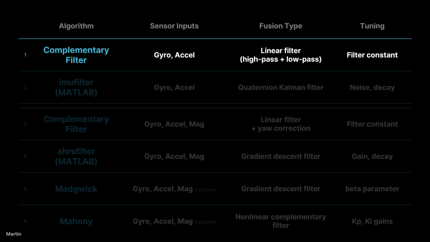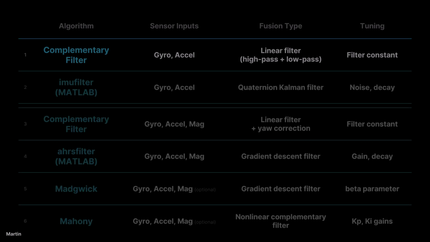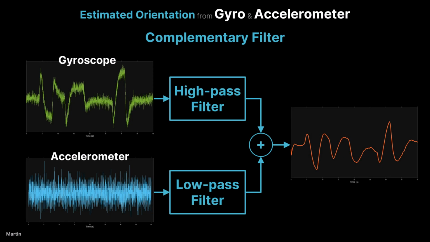Let's begin with the complementary filter. The complementary filter is a simple and intuitive method for combining gyroscope and accelerometer data to estimate orientation. It takes advantage of the strengths of both sensors while compensating for their weaknesses. The gyroscope provides smooth and responsive measurements of angular velocity, which can be integrated over time to estimate orientation. However, it suffers from drift due to bias and noise.